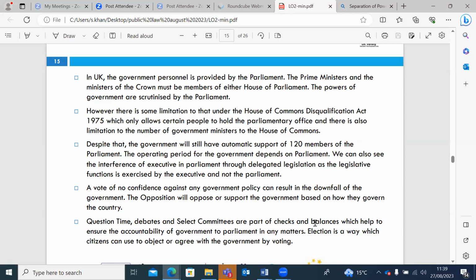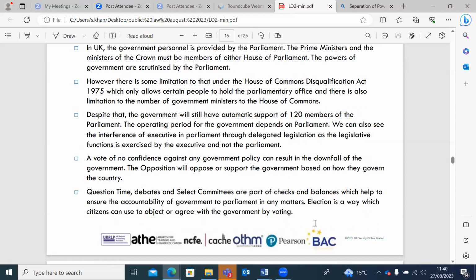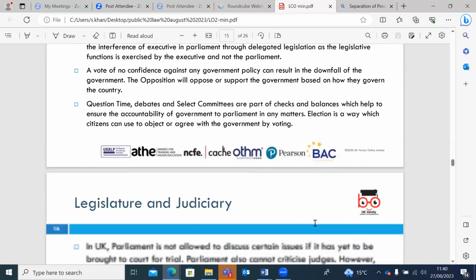The opposition will oppose or support the government based on how they govern the country. Question time, debates and select committees are part of checks and balances, which help to ensure the accountability of government to Parliament in any matters. Election is a way citizens can use to object or agree with the government by voting.